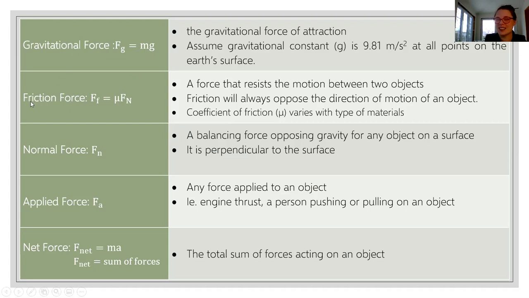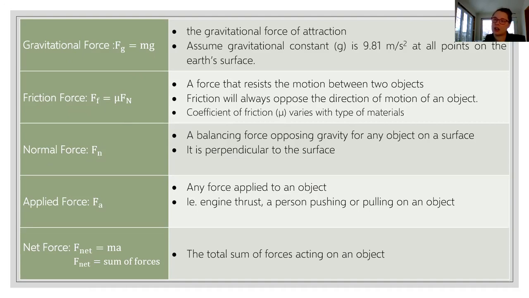Force of friction, Ff, little f for friction. We're going to look at this equation later. You don't need to worry about this equation right now. We will talk about the normal force, which is F with a big N or little n. I usually use a little n. I always just put n with it though. And it's the balancing force that opposes gravity.